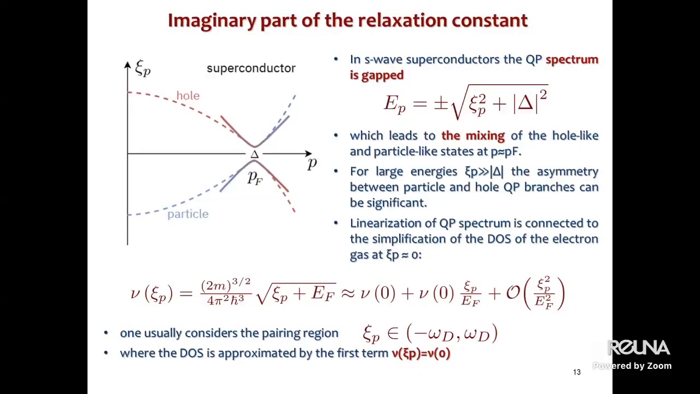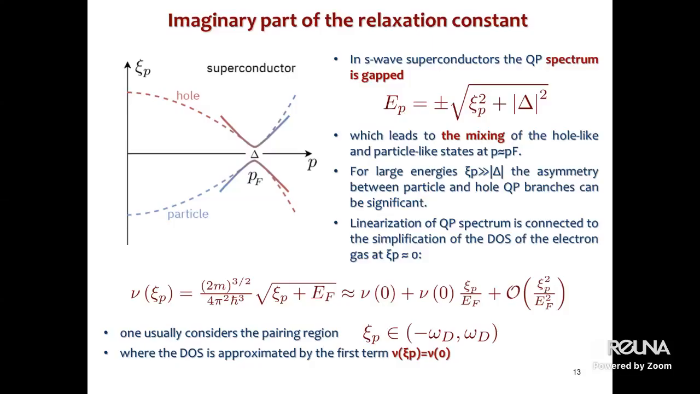In s-wave superconductors, the quasi-particle spectrum is gapped, which leads to the mixing, due to this delta, of hole-like and particle states at the Fermi level, or close to the Fermi level. As I said, for large energies, asymmetry between particle and hole quasi-particle branches can be significant. And then we can linearize the quasi-particle spectrum, in order to obtain a useful expression for the density of states of electrons in close proximity to the Fermi energy.